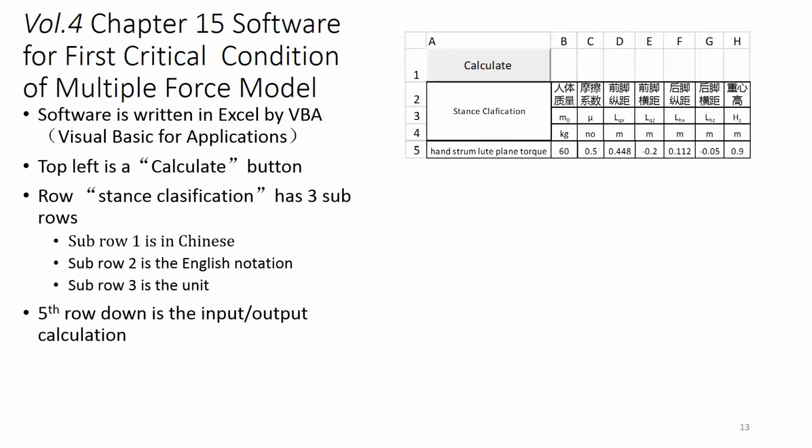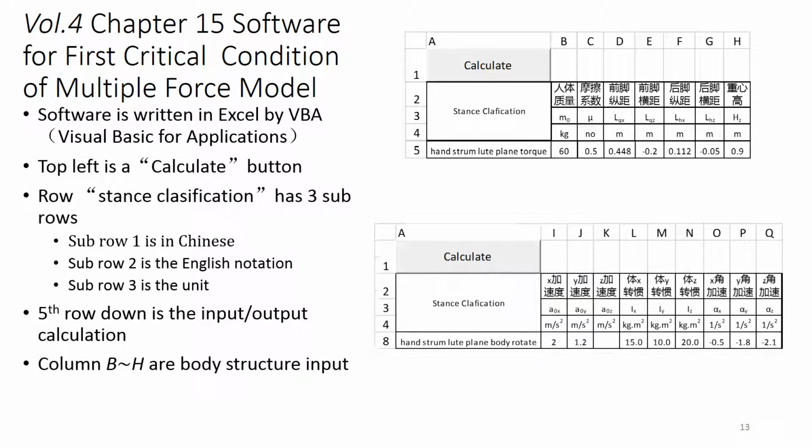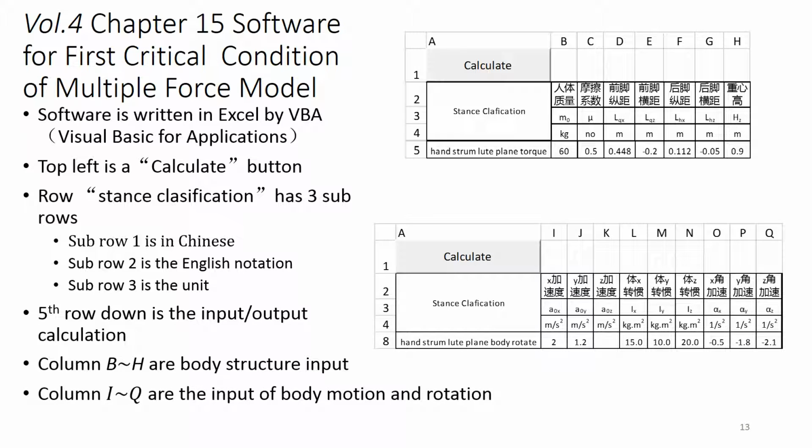Fifth row down is the input-output calculation. Column B to H are body structure input. Column I to Q are the input of body motion and rotation.